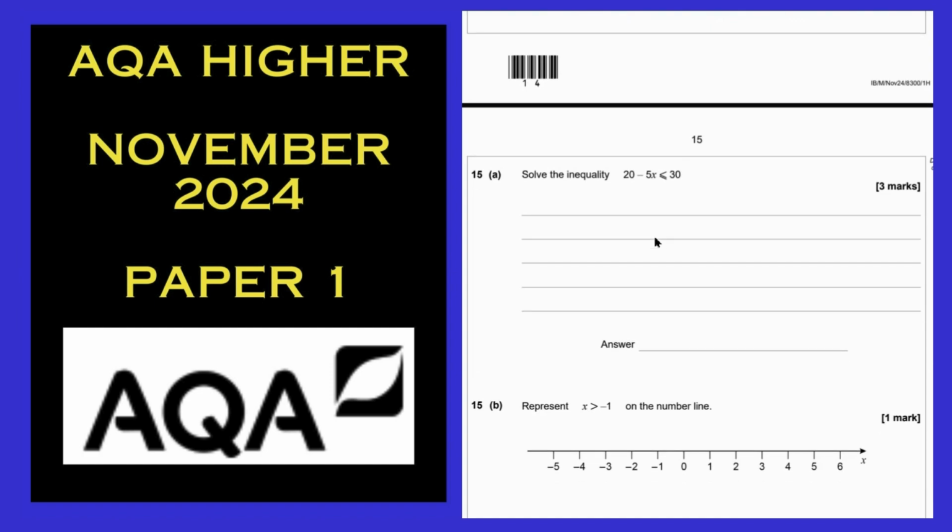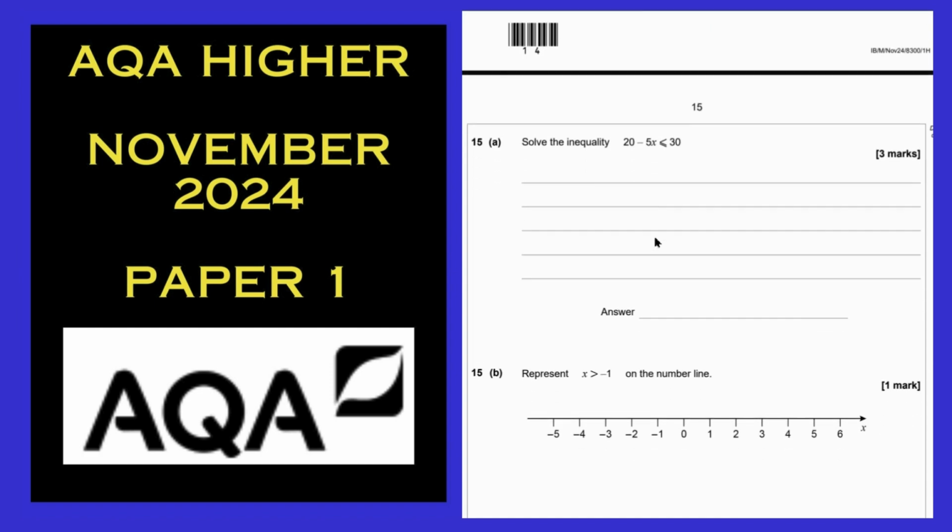Number 15, we are solving an inequality. Treat it like an equal sign. There's a couple of ways of doing this. You can either get rid of the minus right at the start by adding it to both sides, or you can do it at the end. But don't forget, when you times or divide by a negative, all inequalities must flip around. You must deal with that. But I'll get rid of it straight away.